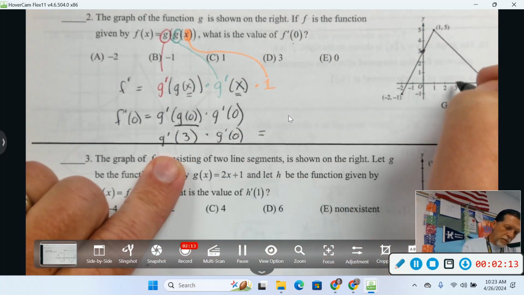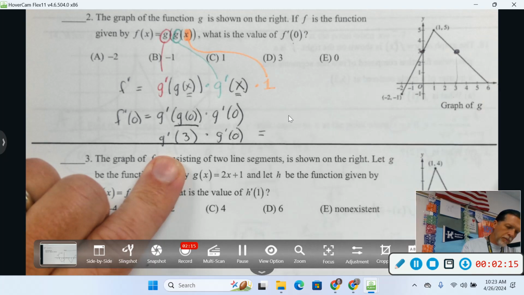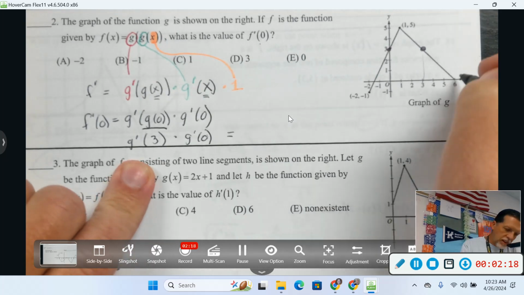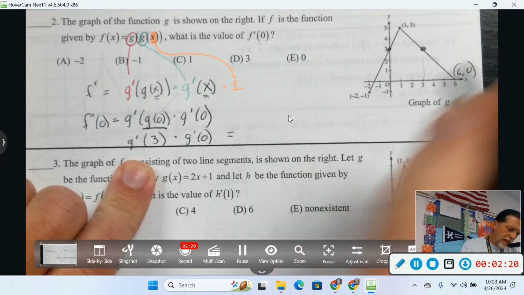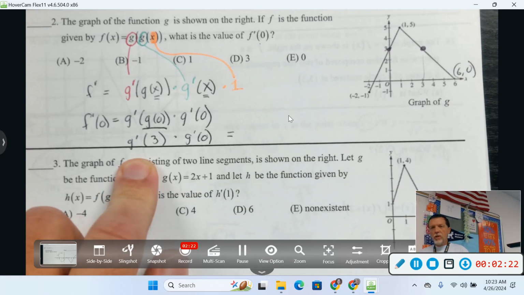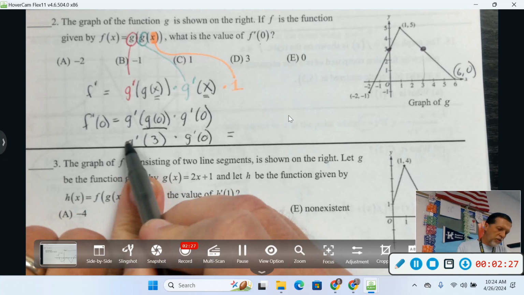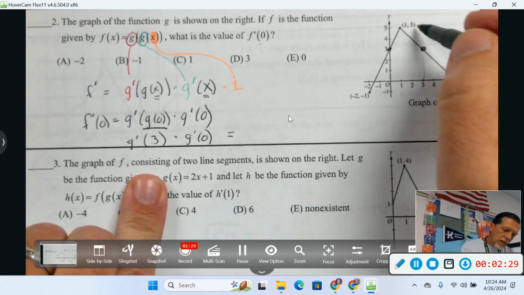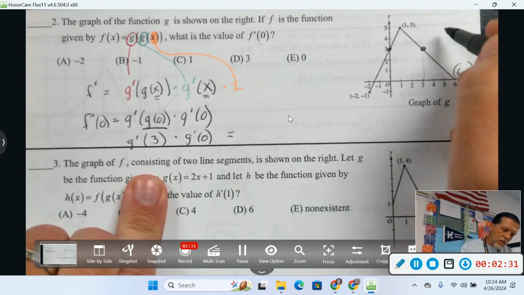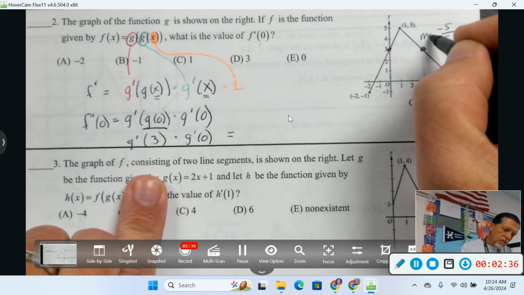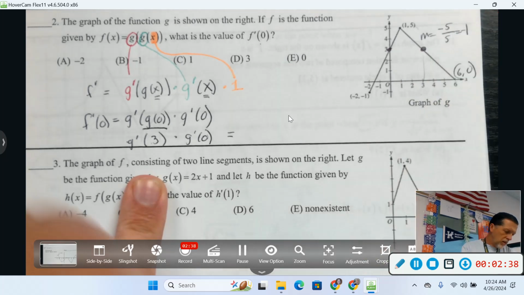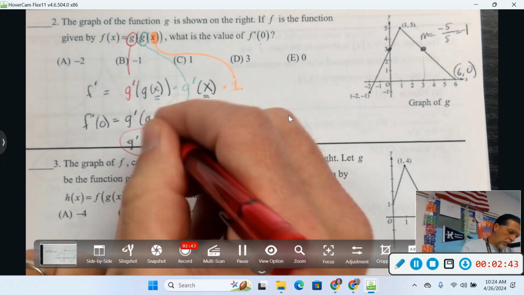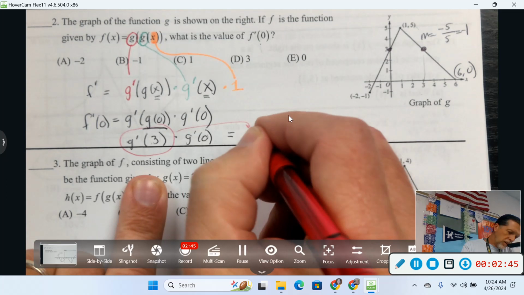So g prime of 3, that's over here. Let's see, the slope of that line, right? Because derivative is slope, is prime, all of those mean the same thing. So the slope of g at 3 is, let's see, the change in y is -5, the change in x is 5. So the slope is -1. So g prime at 3 is -1.